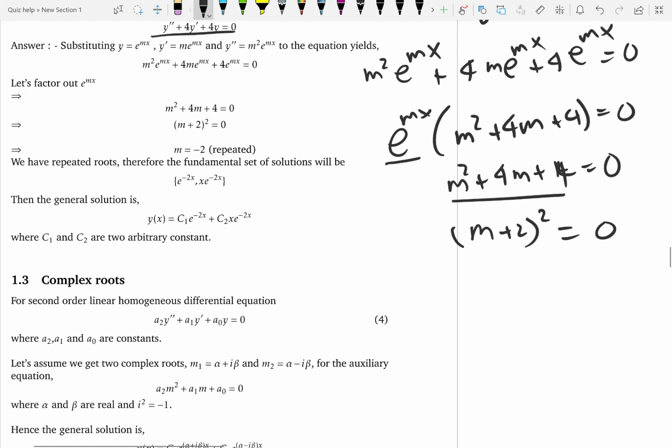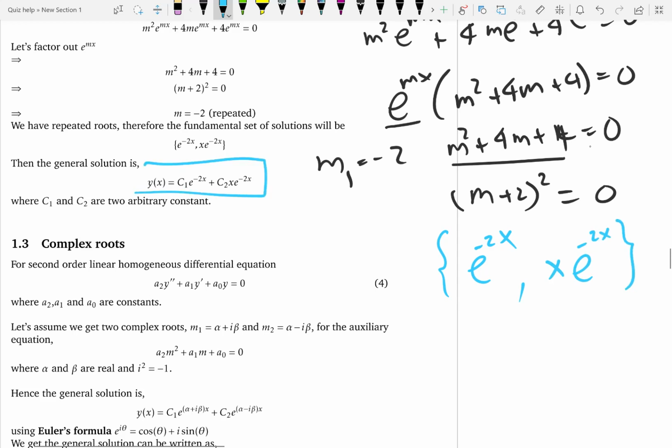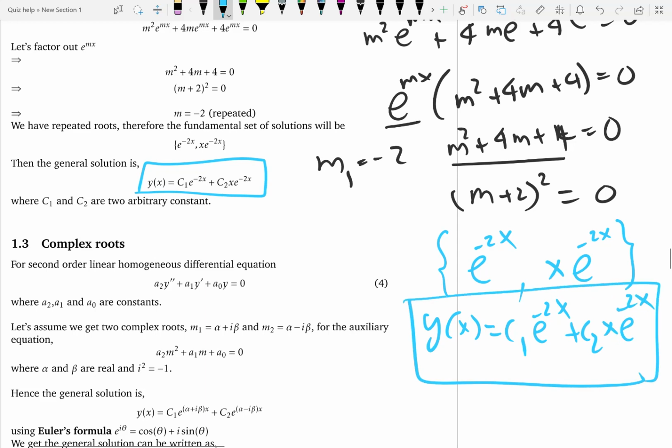I'm not going to show how to do the factorizing. We did that practice. If we factorize, we get m plus 2 square. What is the root? -2, right? Not 2, -2. So m1 is -2. So what are the solutions? The first solution is e to the -2x. What is the next solution? x times e to the -2x. The general solution is the linear combination of both of these linearly independent solutions. So y of x is c1 e to the -2x plus c2 x e to the -2x. Yeah, so that is how you treat a repeated root problem. Thank you.